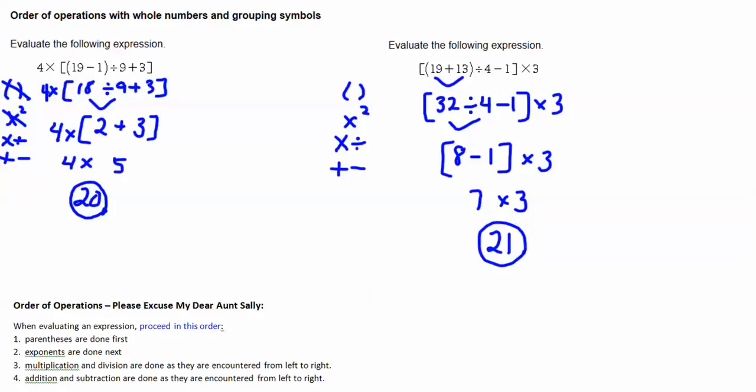Make sure that you use your formula sheet when you're using order of operations. If you have any additional questions about these two examples, be sure and ask your teacher for clarifying the questions that you have. Thank you.